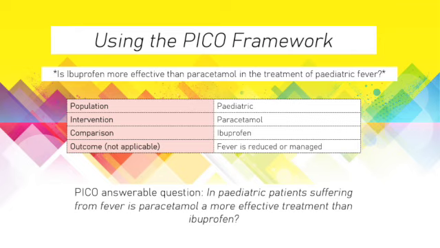Looking at the question above, we can see that the population is pediatric, the intervention is paracetamol, the comparison is ibuprofen, and the outcome is fever is reduced or managed. However, the outcome is not applicable when conducting the research. Once all the PICO elements are identified, we can formulate the PICO answerable question. In this case: in pediatric patients suffering from fever, is paracetamol a more effective treatment than ibuprofen?